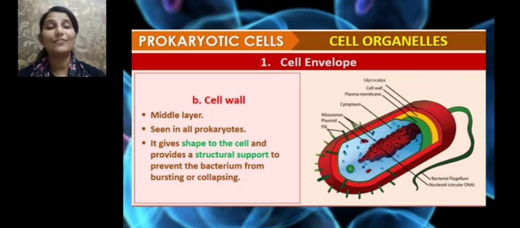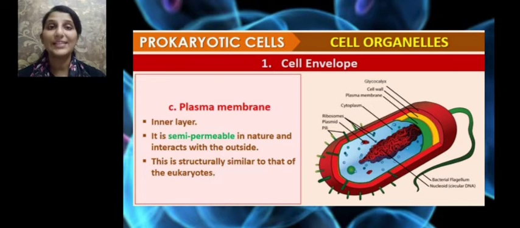Second is the cell wall, which is a middle layer just beneath the glycocalyx. It is seen in all prokaryotes, and it is the cell wall which gives shape to the cell and provides structural support to prevent the bacteria from bursting or collapsing. So following the first layer, the glycocalyx, we have the cell wall in the prokaryotic cell. And following the cell wall, the last or inner layer is the plasma membrane. It is semi-permeable in nature. What do you mean by semi-permeable? It allows the transport of only certain substances through it. So it is semi-permeable in nature and it interacts with the outside environment. This is structurally similar to that of the eukaryotes. The structure of the plasma membrane in prokaryotes and eukaryotes is the same.